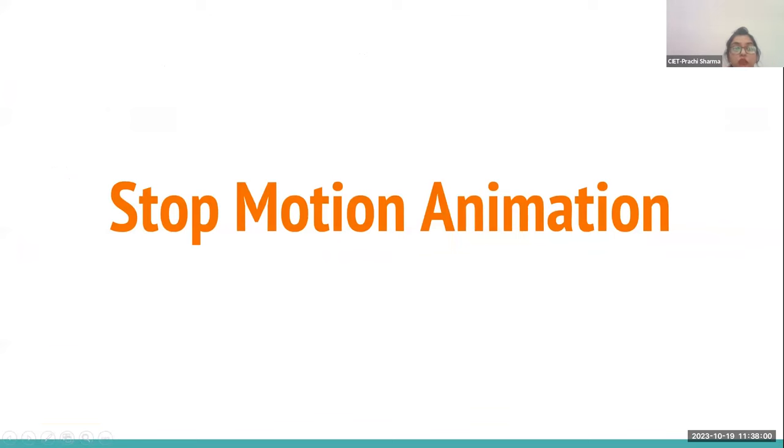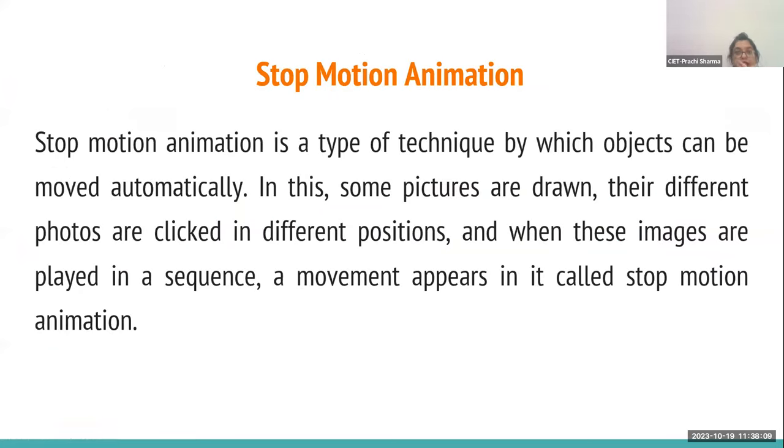First of all, we need to understand what stop motion animation is. Stop motion animation is a technique by which objects can be moved. In this animation, some pictures are drawn, or we click photos in different positions, and when these images are played in a sequence, a movement appears. That is called stop motion animation. In simple words, we click photographs, arrange them in the particular sequence in which we want to create a film, and when we play that sequence, we perceive motion.